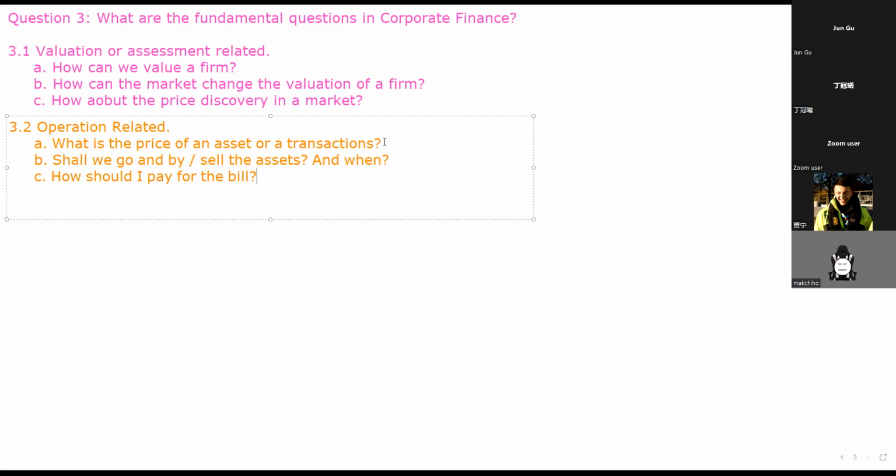So, income and finance, how do we pay the bill? We can finance it, or we can do some other alternatives.